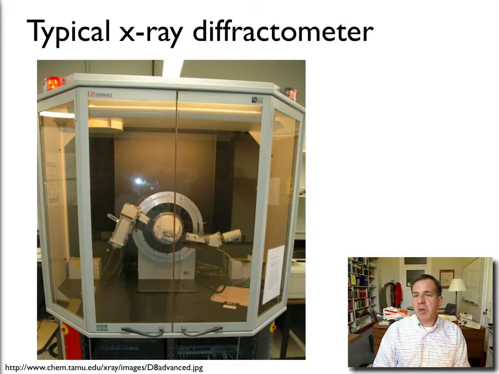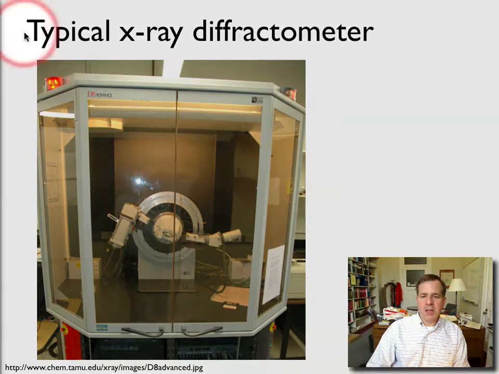Let's take a look now at a typical X-ray diffractometer. This image is not of a diffractometer from our department. It's actually one that I downloaded from the web, but I like it because the radiation enclosure in this case is simply leaded glass, allowing you to see many of the components of the diffractometer. In this particular case, the diffractometer itself is, as I said, in this leaded glass enclosure.